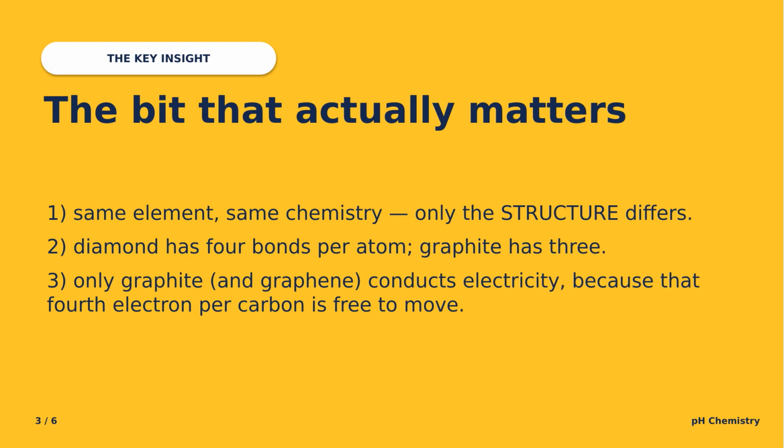3 things. 1. Same element, same chemistry, only the structure differs. 2. Diamond has 4 bonds per atom. Graphite has 3. 3. Only graphite and graphene conduct electricity because that 4th electron per carbon is free to move.